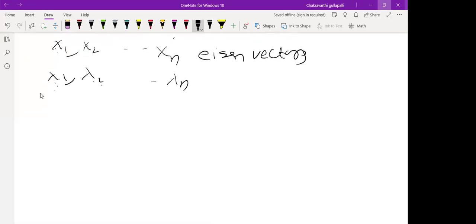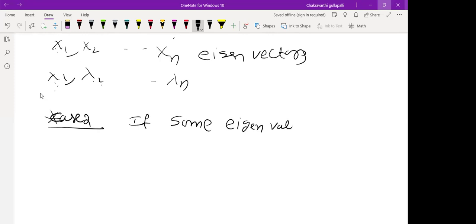Okay, fine. Then if it is repeating, can we say it is not diagonalizable, or can we say it is diagonalizable? So if eigenvalues repeat, this is method 2. Method 1 is if all are different, case 1. What is case 2? If some eigenvalues repeat, then we cannot find this out directly. We cannot say diagonalizable, we cannot say not diagonalizable. Then what is the criterion?